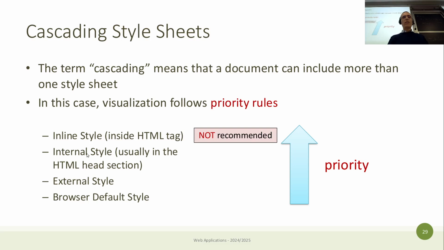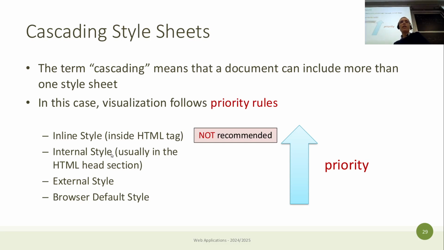So the higher the row, the higher the priority. So at the bottom, there's the browser default style. If there is no rule, the browser has a default style, to show something. And we saw the ugly page. That's basically the default. Then there is the external style, which is what we used just before. So that's a separate file which is loaded with the rules. That's the external style, in the sense it's an external file.